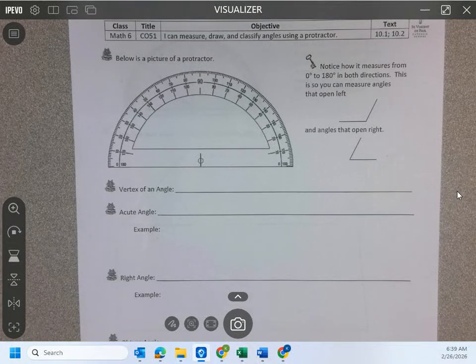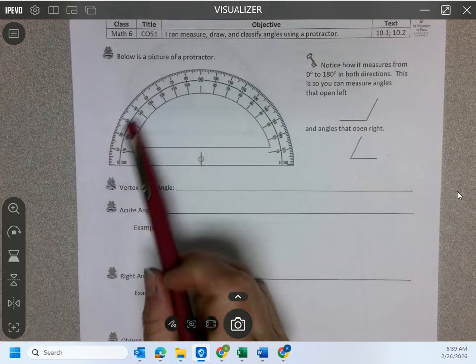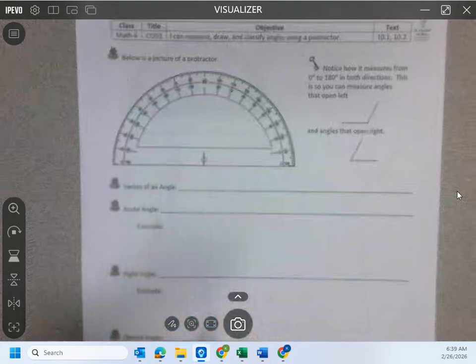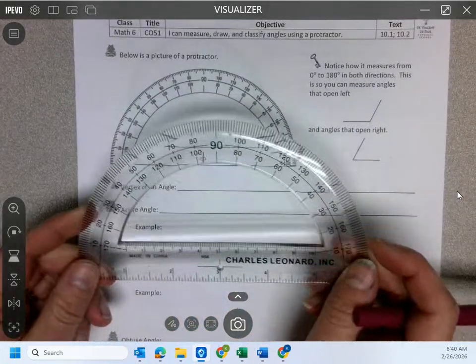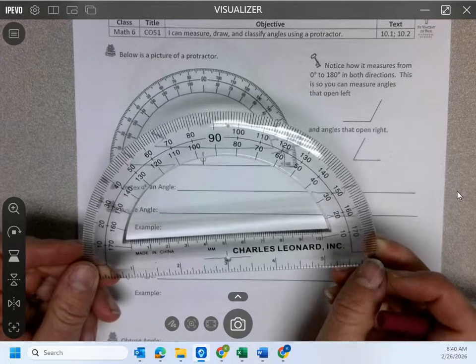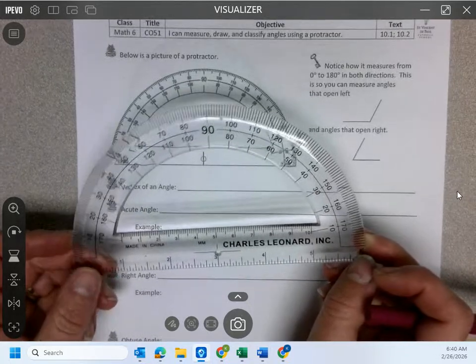Good morning. Today we are starting our book number 3, working on our next unit having to do with angles and shapes. So we are doing CO51 to get us started. I can measure, draw, and classify angles using a protractor. So the protractor is this lovely tool that we see. You will be using protractors that look like this. And we are going to talk about how we use them to do measurements of angles.